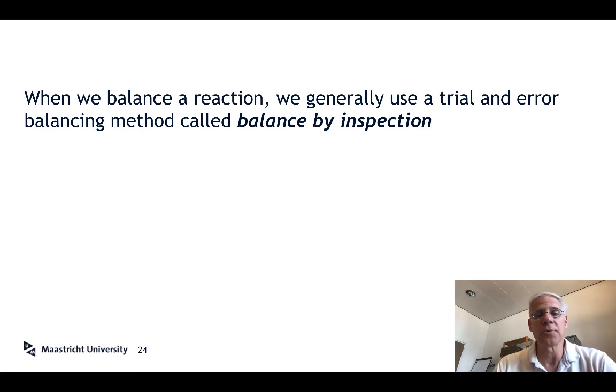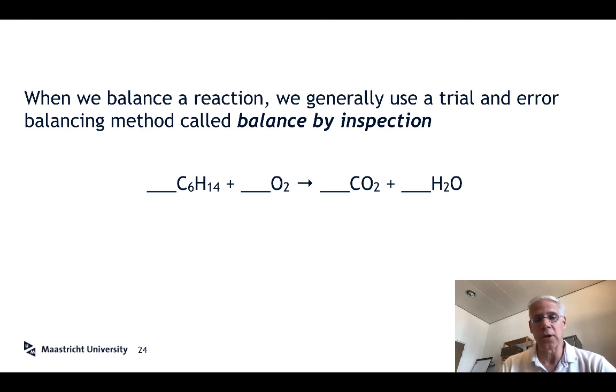Now when we balance a reaction like that, we generally use what's called a trial and error balancing method called balance by inspection. And all that means is you keep trying, making small adjustments as you go. If the numbers start to get too big, that probably means that you've made a mistake somewhere and you need to take another look at your numbers, maybe even start over. Well, here's a couple that we can try.